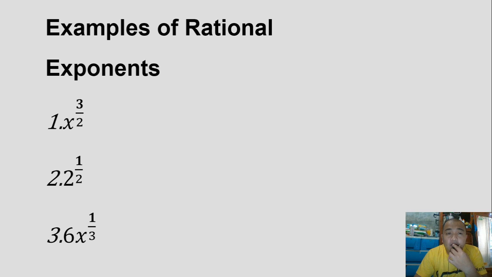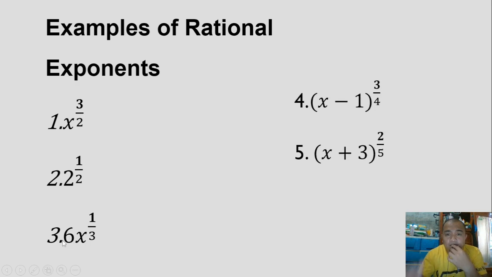We have here some examples of rational exponents. x raised to 3 halves, where the base is x and the exponent is the fraction 3 halves. 2 raised to 1 half. 6x raised to 1/3, where the base is x and the exponent is the fraction 1/3, while 6 is the coefficient. Quantity x minus 1 raised to 3/4, quantity x plus 3 raised to 2/5. These are all examples of rational exponents where the exponent is a fraction.